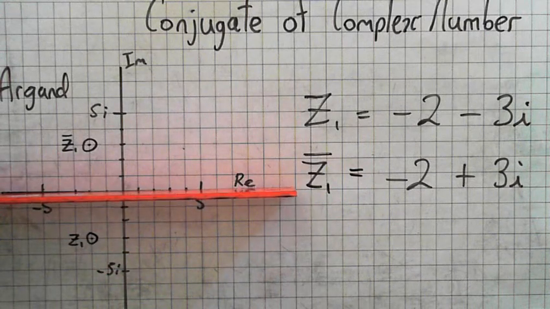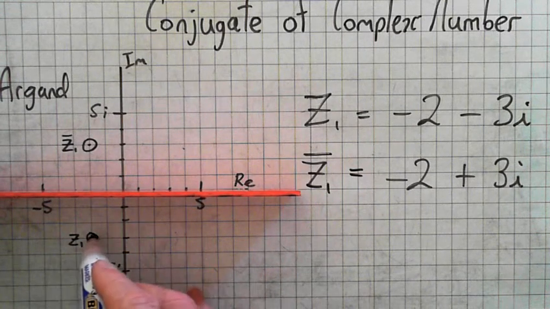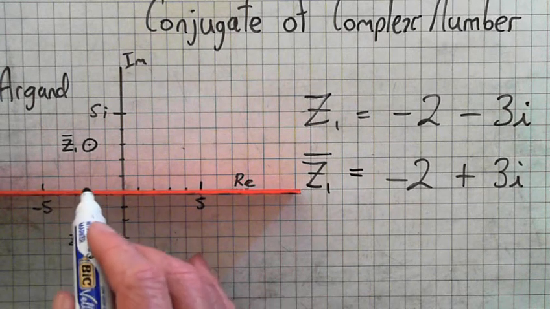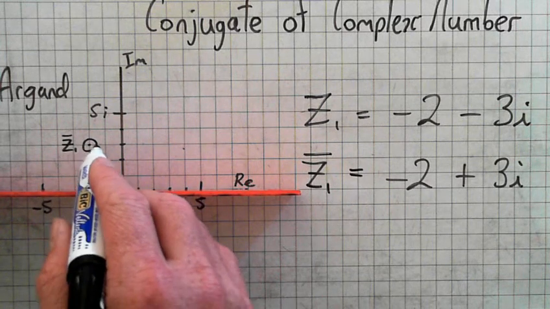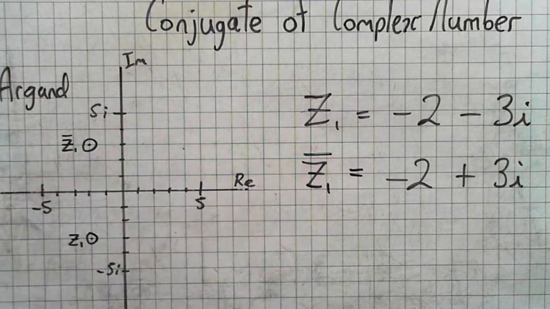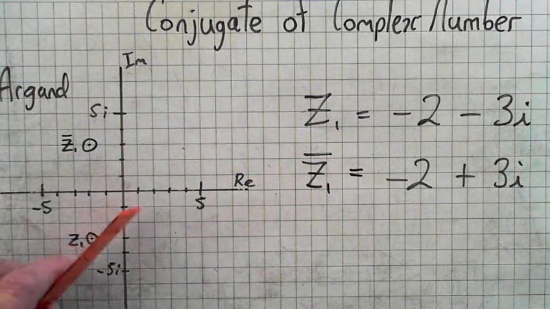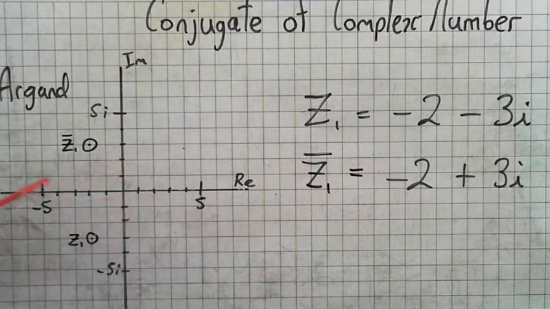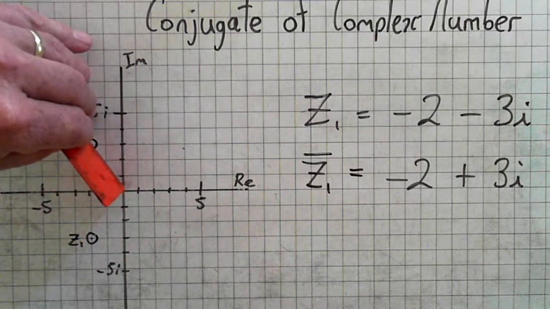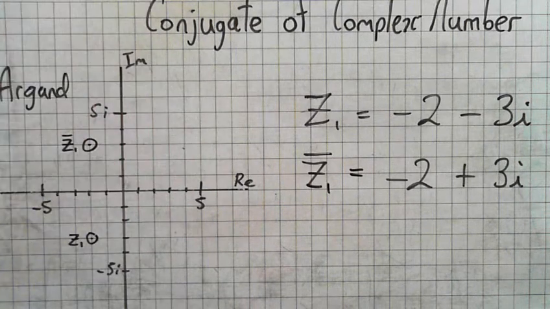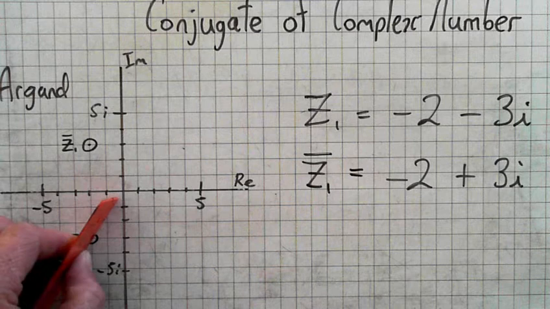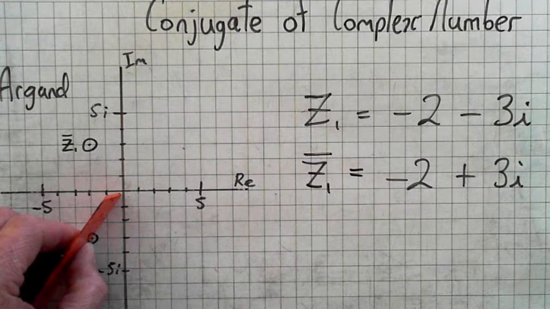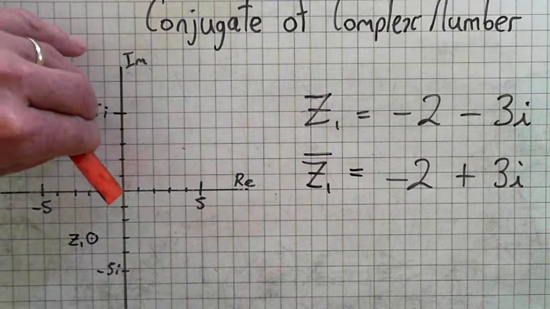Right, just pretend that's a mirror. I started off here, minus 2 minus 3i, and that's 3 steps away from the mirror. That means the image of the conjugate is 3 steps away. What can you tell me about the distance? Does it look the same? Yeah. So the distance between Z1 and the middle, called the origin, 0, 0, will be the same as this distance here.